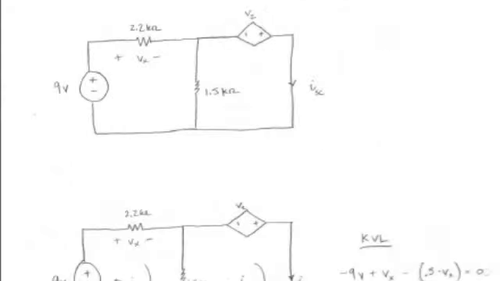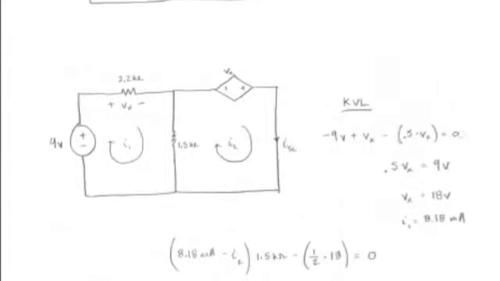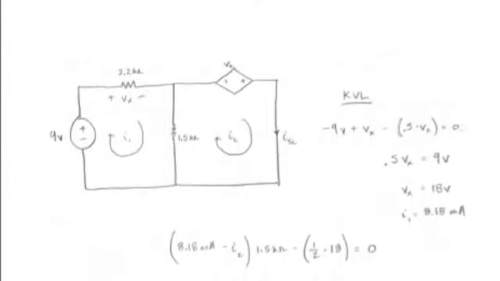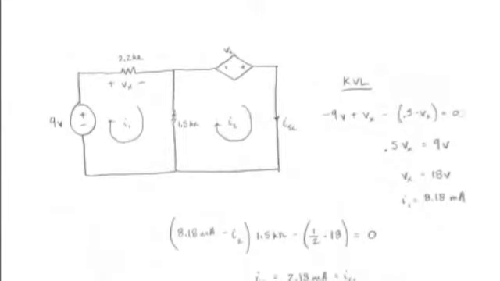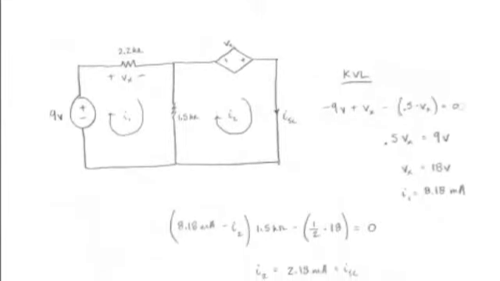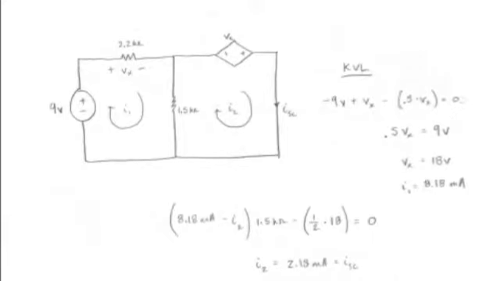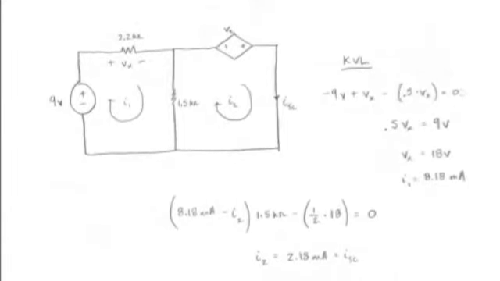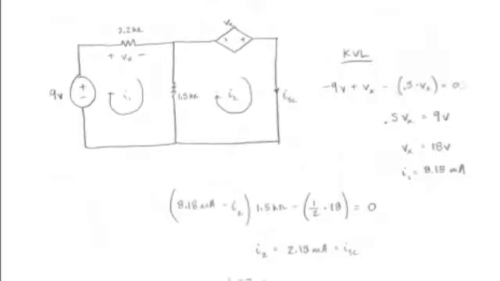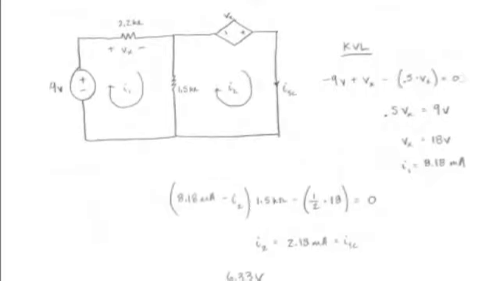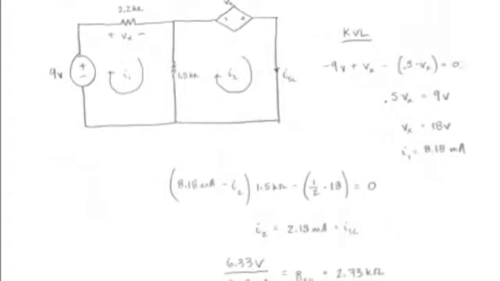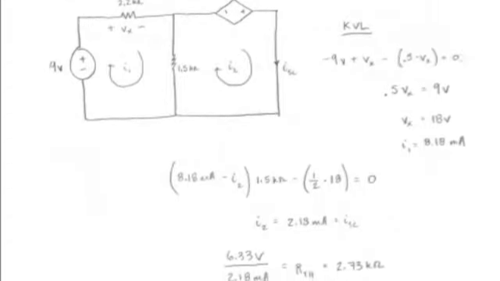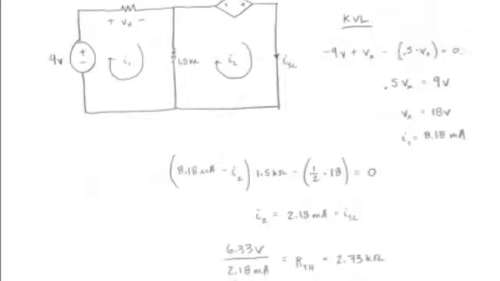Then we find the short circuit current, which we use Kirchhoff's voltage law again to find Vx, when Vx equals 18 volts, which means we use Ohm's law to find I1, which is 8.18 milliamps. Then we plug that equation into the equation for I2, which is also the short circuit current, and that's 2.18 milliamps. So in order to find the Thevenin resistance, we just divide 6.33 volts by 2.18 milliamps, and that's 2.73 kilo ohm.